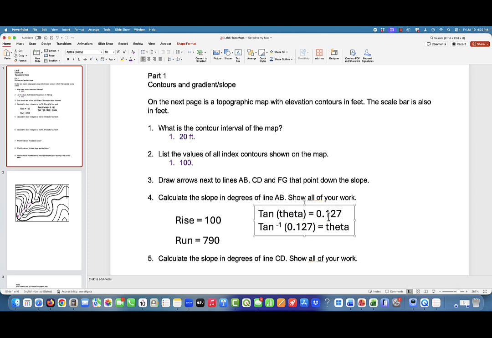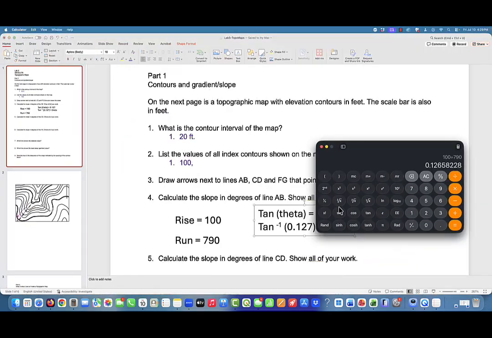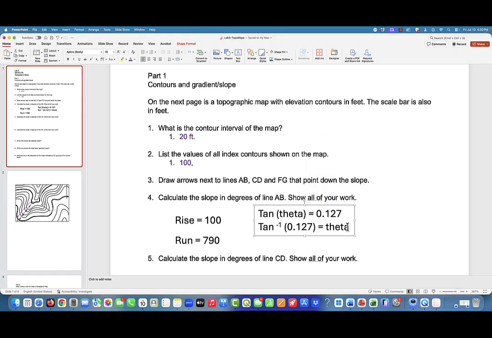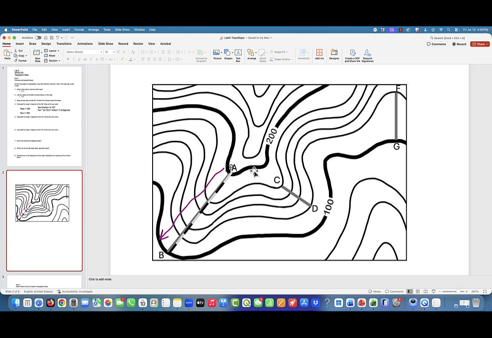And then when we do that calculation, I'm going to get my calculator again. I have 0.127, that's what that is. And then I remember I had to use the second function and tan to the minus 1. And I'm going to see what that equals. And that equals an angle of 7.2 degrees. So that's what the slope of this line would be if we traveled over a distance of about 790 feet and we went up by about 100 feet.